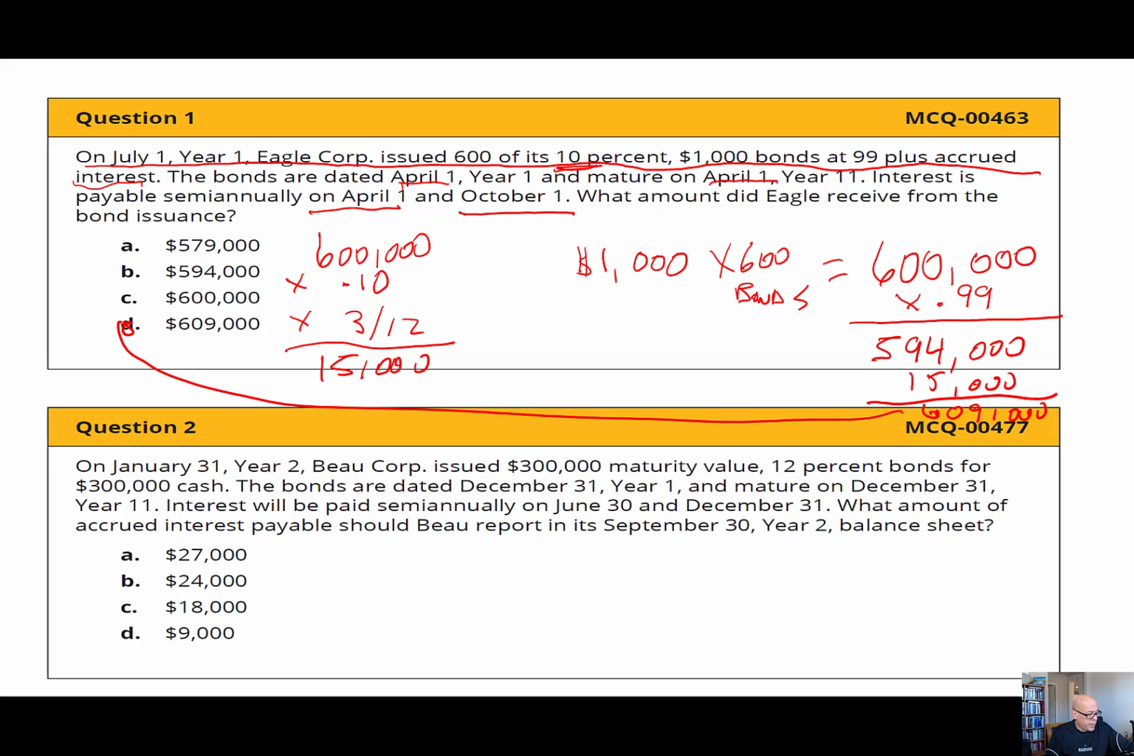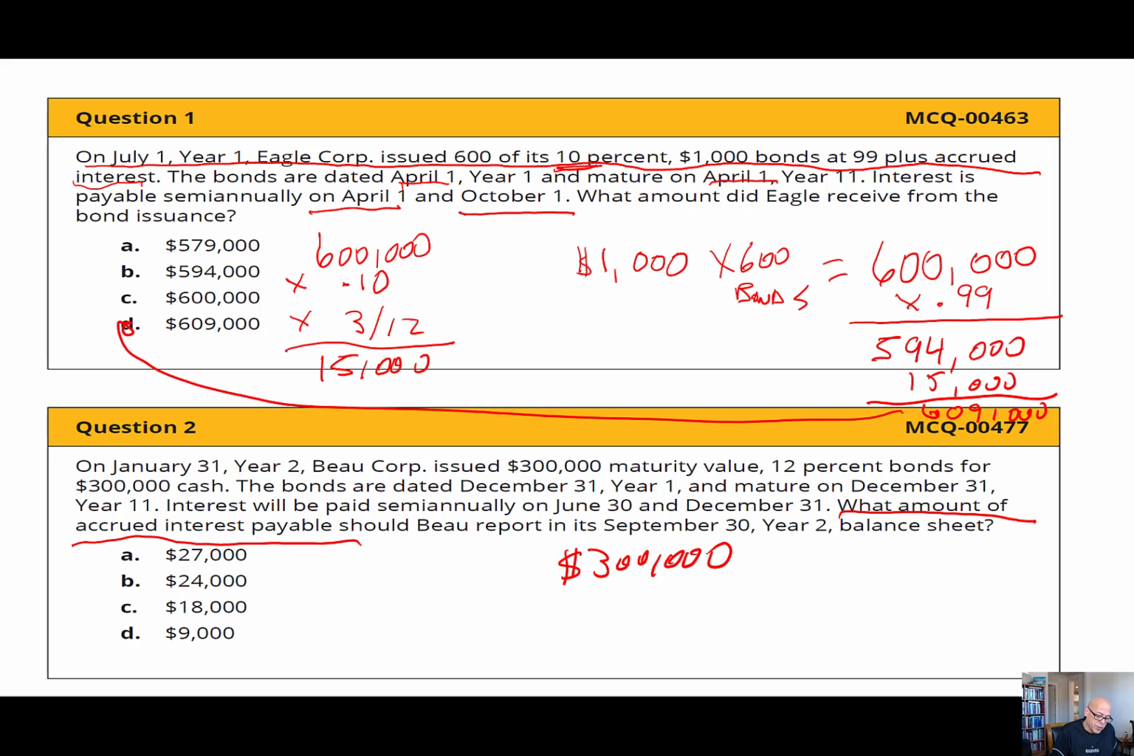Not too bad. These get to be kind of fun after you work with them for a while, right? Okay. All right, good. Let's take a look at this next one. And they want me to figure out what's the amount of accrued interest payable. So January 1st, year 2, we issued 300,000 maturity value, 12% bonds for 300,000 cash. Okay, good. Don't have to deal with any premium or discount here. They issued this bond at face.